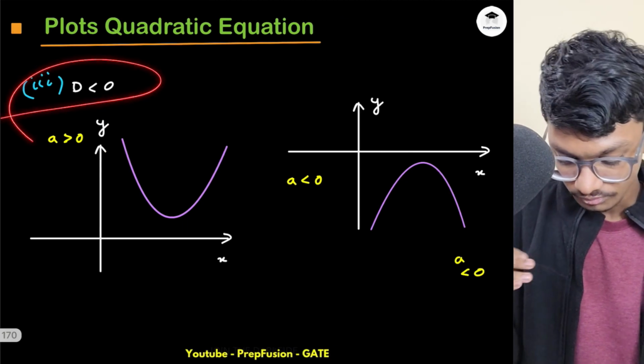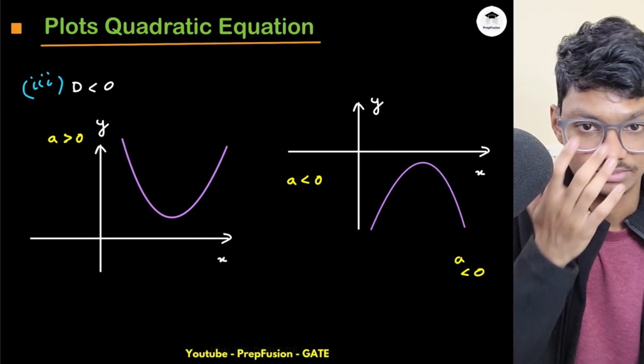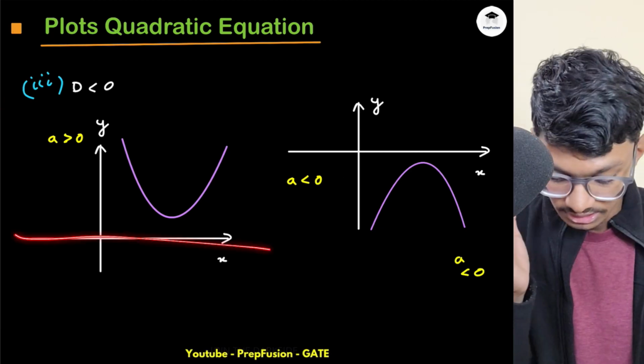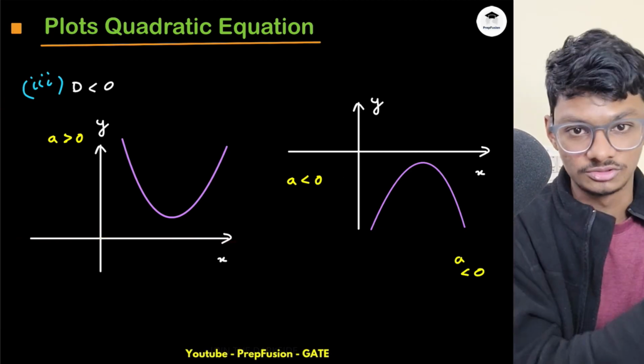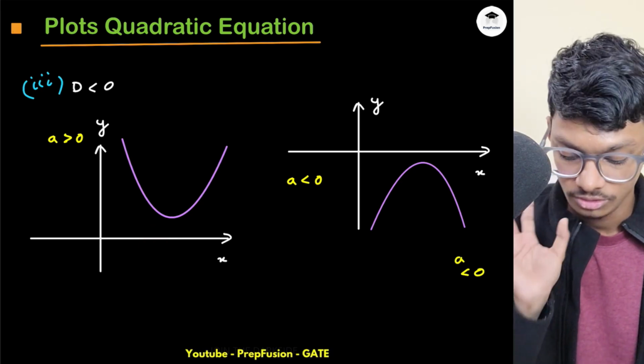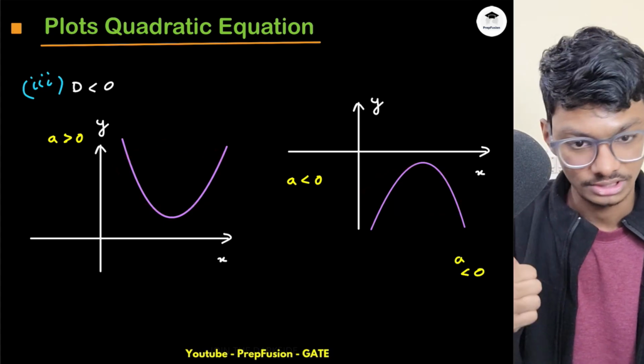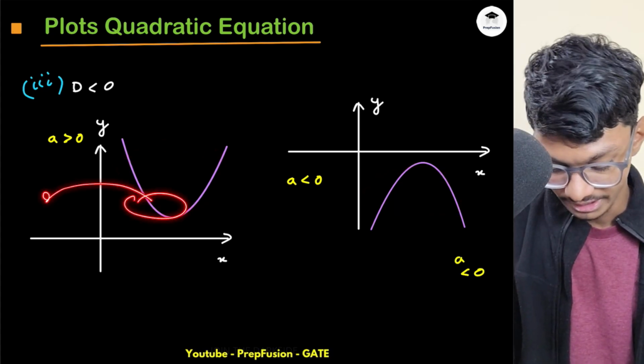Now again here, if my D is less than 0, it can never touch the x-axis because I don't have any real values of x. This line represents all the real values of x. I don't have any real values of x, so this will never touch this. So this will be either here and here, right? These are the possibilities.